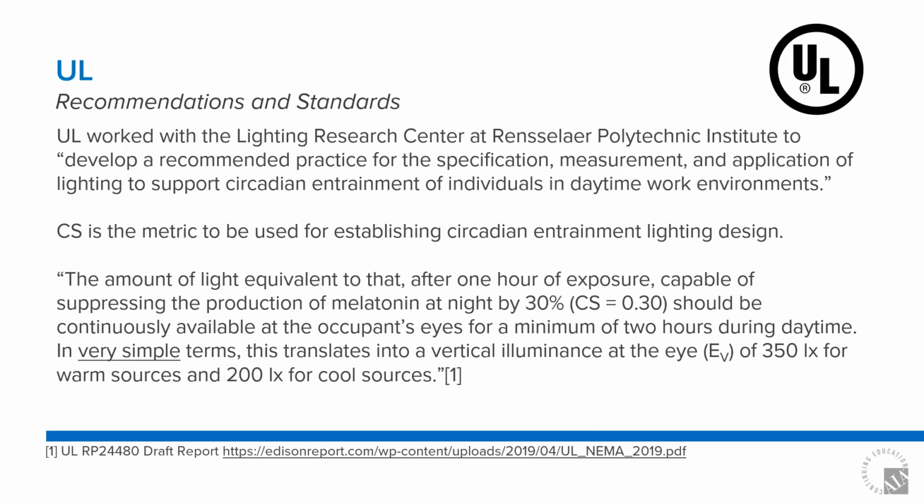And then UL, recommendations and standards. UL worked with the Lighting Research Center and Rensselaer Polytechnic Institute to develop a recommended practice for the specification, measurement, and application of lighting to support circadian entrainment of individuals in day work environments. CS is the metric to be used for establishing circadian entrainment lighting design, and the amount of light equivalent to that after 1 hour of exposure, capable of suppressing the production of melatonin at night by 30%, should be continuously available at the occupant's eye for a minimum of 2 hours during daytime. In very simple terms, this translates into a vertical illuminance at the eye of 350 lux for warm light sources and 200 lux for cool light sources.